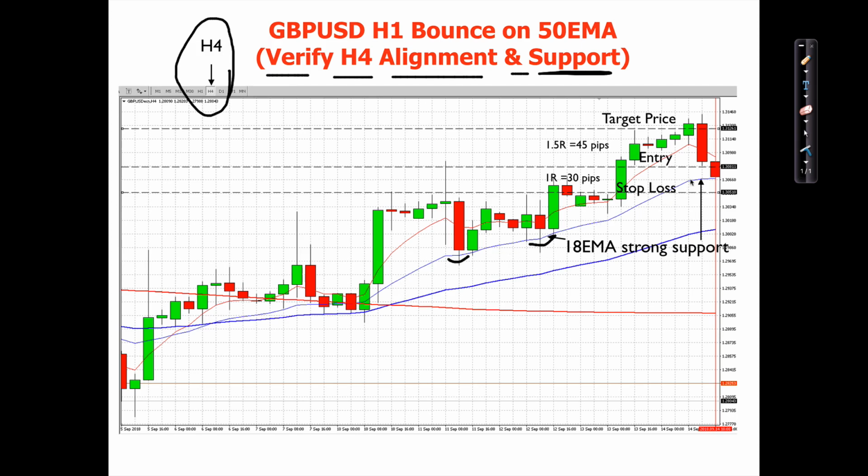And my stop loss, which I placed on H1, you can see on H4 it is here. So the stop loss is below the 18 EMA. So I'm confident that my stop loss is being protected by this, so that if it hits, it'll bounce back up. Very important: stop loss must be protected behind a moving average on both time frames.